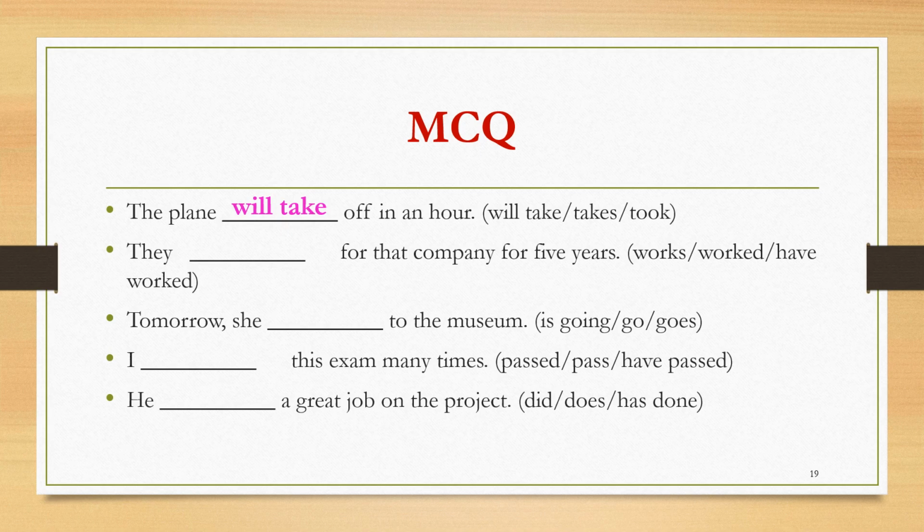They something for that company for 5 years. This is a duration. It started 5 years ago and it's still relevant to the present, so we have to use they have worked. Tomorrow, future. She is going to the museum.